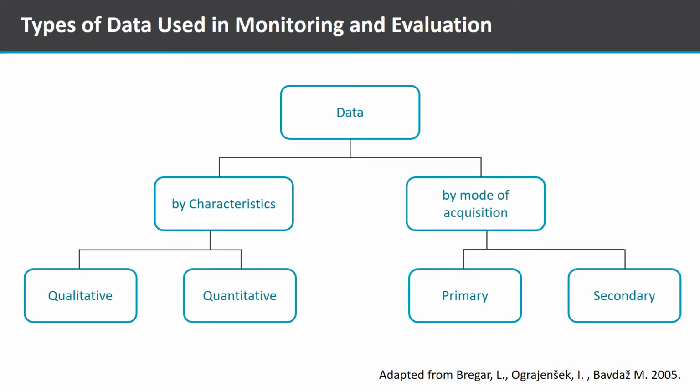This is a useful diagram to show the different types of data used in evaluation. Data can be separated by characteristic or by mode of acquisition. By characteristic, there is qualitative data and there is quantitative data. Each of these is explained in much more detail in the toolkit. Mode of acquisition breaks data into primary source data and secondary source data. Each of these is explained in more detail in the toolkit.